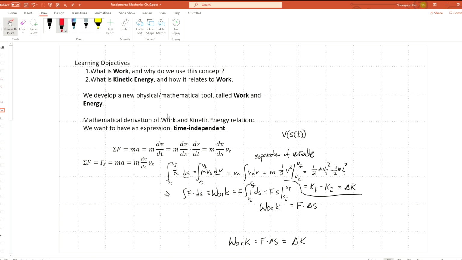Here in the derivation, we have derived that work is the integration of force with respect to position, and in the simplified case today, it's simply the magnitude of force times the displacement. And on the other side of the integral, we have derived the kinetic energy. And the important thing for you to remember, to take home, is that the work done by a force on a particle is equivalent to the system's change in kinetic energy.